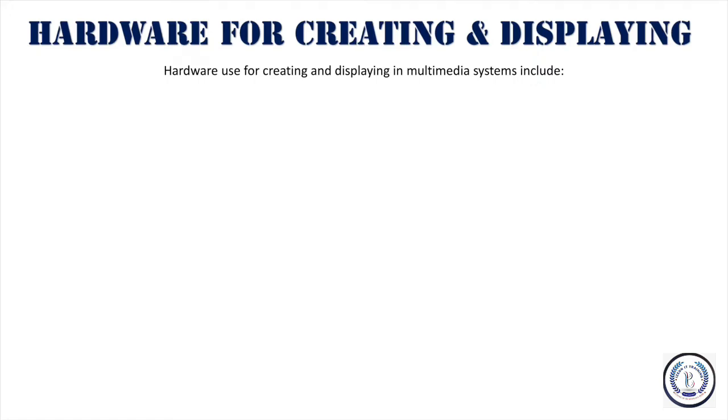Hardware for creating and displaying. So essentially we're looking at hardware here for creating and displaying in multimedia systems. So firstly, we'll take a look at monitors. Monitors are obviously a display device for information processing, and they display text, image, animation, and video.